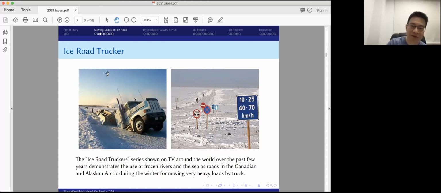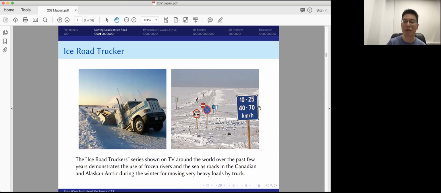So the figure on the left is a typical example of ice breaking, and the figure on the right is very interesting to me because there's a speed limit sign. It tells you that you are allowed to drive your truck between 10 to 25 kilometers per hour or 40 to 70 kilometers per hour. But you are not allowed to drive from 25 to 40 kilometers per hour, which is very weird.